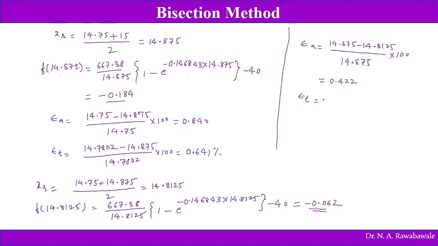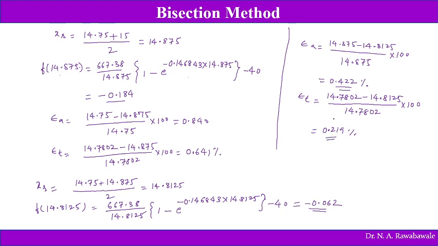Then true error we can find out. True value is 14.7802 minus new approximation which we obtained is 14.8125, divided by true value 14.7802 into 100. So this gives us true error as 0.219. So now you can see here both the errors. Approximate error is below 0.5% and true error is also below 0.5%.